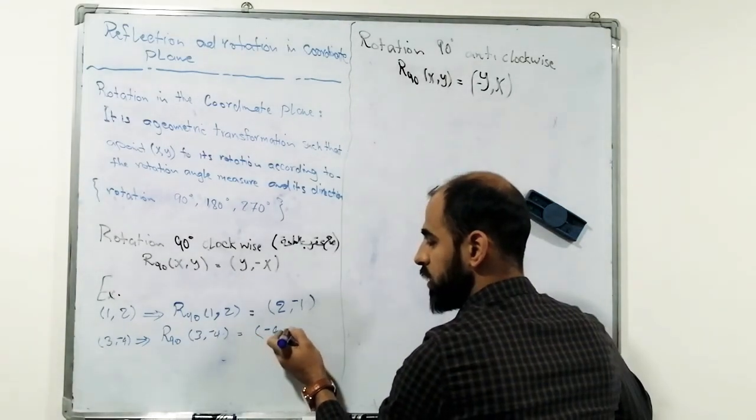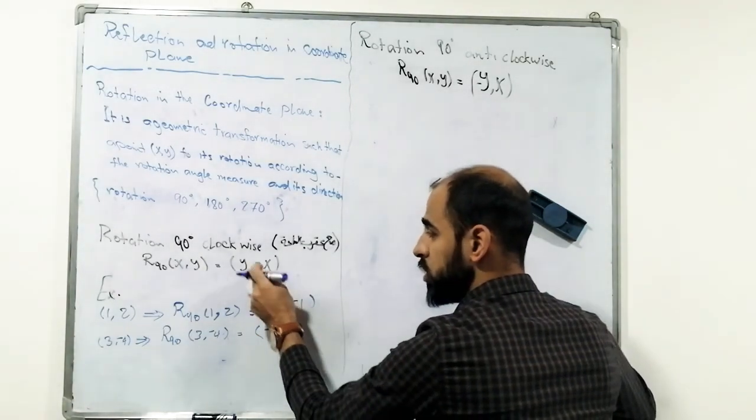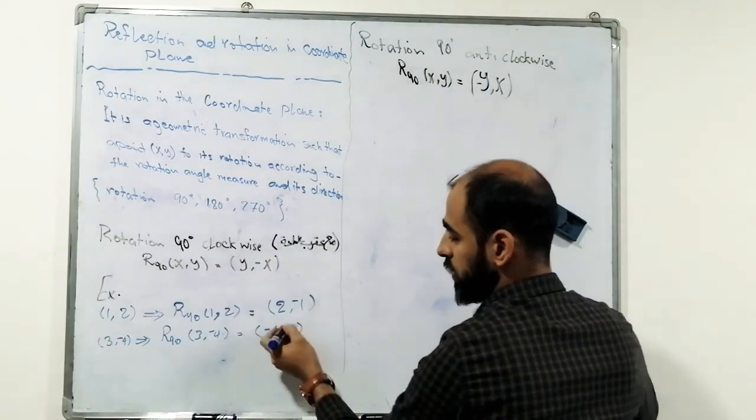Then it will become minus 4, 3. Then change the sign of the second part.